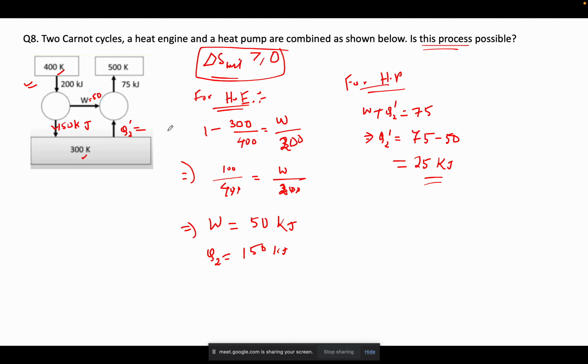Okay, so I have got all the energies now. When I have got all the energies, then only I can check for this delta S universe. So for the heat pump I will check for the delta S universe, so that will be equal to delta S source.